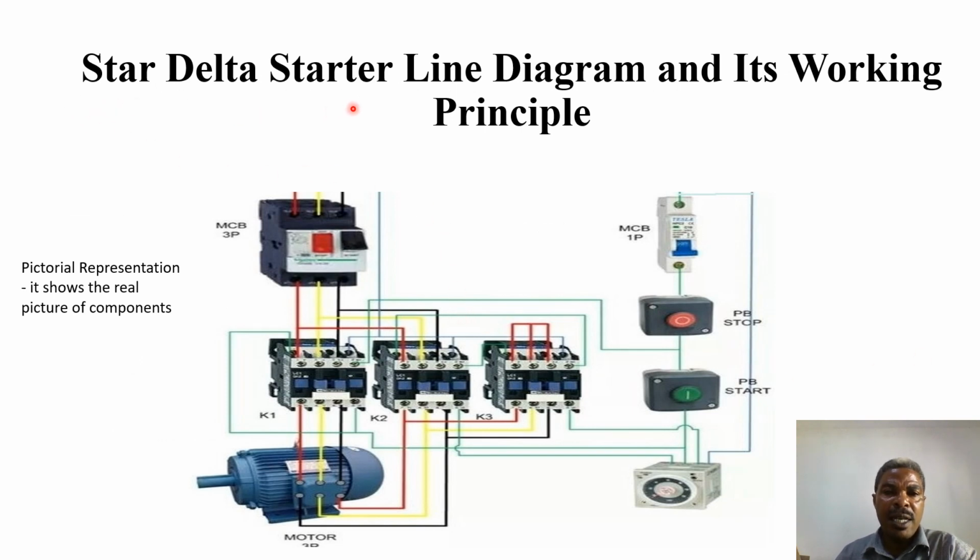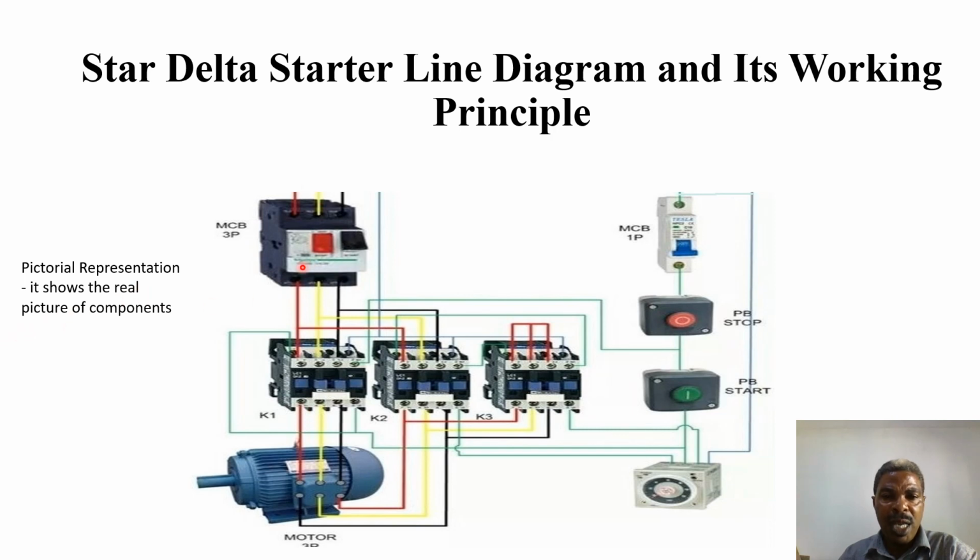Let's see the star delta starter line diagram and its working principle. Here the pictorial representation shows the real picture of the components. These are the components that form the star delta starter line diagram. You can see this is the motor with the 3-phase. They are laid down here, how the lines are connected, how the switches are employed. So here is a pictorial representation.